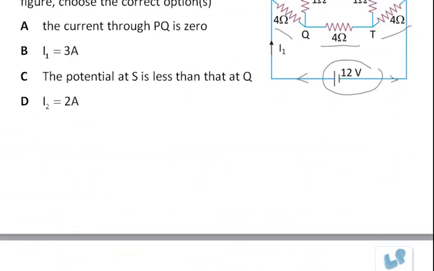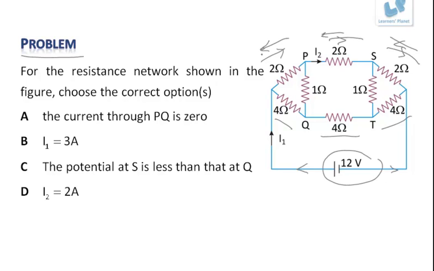Now based on the discussion, let us look at the options that we have. The current through PQ is 0. No current will flow through this because it is equipotential. So this is correct. This current is 3 ampere, that also we calculated. The potential at S is less than that at Q. True, because the potential difference of Q is 4 volts in comparison to point S. And option D is I2 is 2 ampere. This is also correct. So all the 4 options are correct.